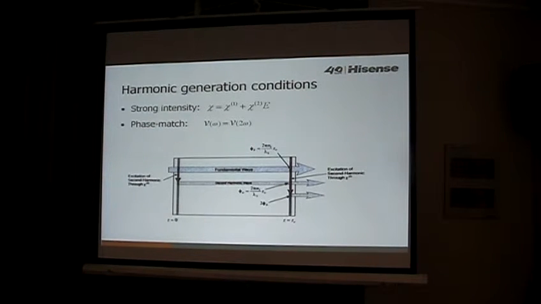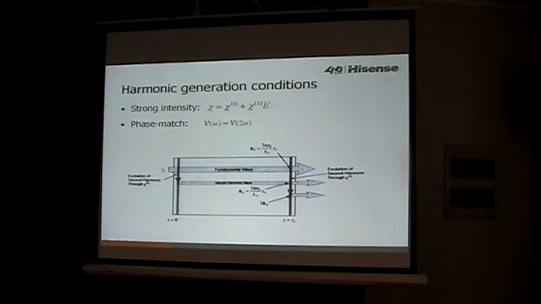And naturally, to get efficient second harmonic generation, we need a strong optical intensity. Like Professor Chen has shown here, before the invention of the lasers, the light intensity was not enough for us to get a significant second order nonlinear effect. Besides this strong intensity, we also need the phase match condition.